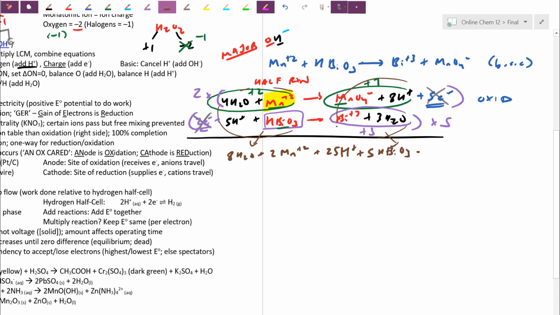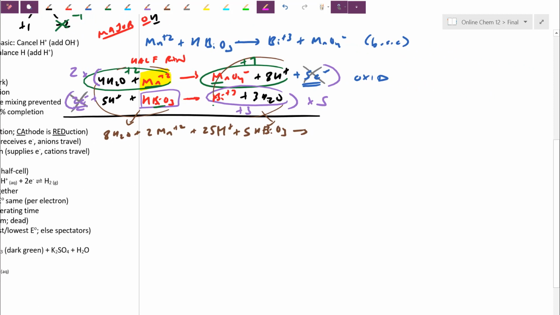Make sure you copy down everything exactly as is, along with the charges and everything. Back to the permanganate, it gets doubled. So 2 permanganate plus 16H plus 5 of your bismuth plus 3 and 15 of your waters. Because we were balancing H pluses and hydroxides on the half equations, very likely you might have some on both sides. So there's no point of having it on both sides.